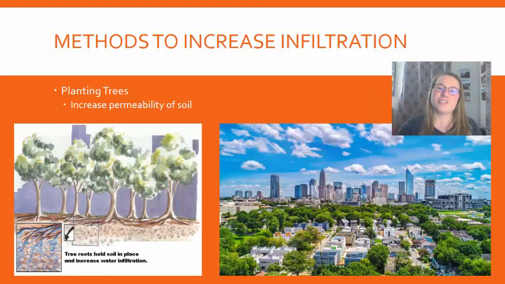The second way to increase infiltration would be through planting trees. And who doesn't love a good tree in the neighborhood? So remember, tree roots help to hold soil in place, so that's going to decrease any possible erosion issues. But as those tree roots move through the soil, they're also creating these pathways that allows that water to move down and really saturate that soil and hold it in place.